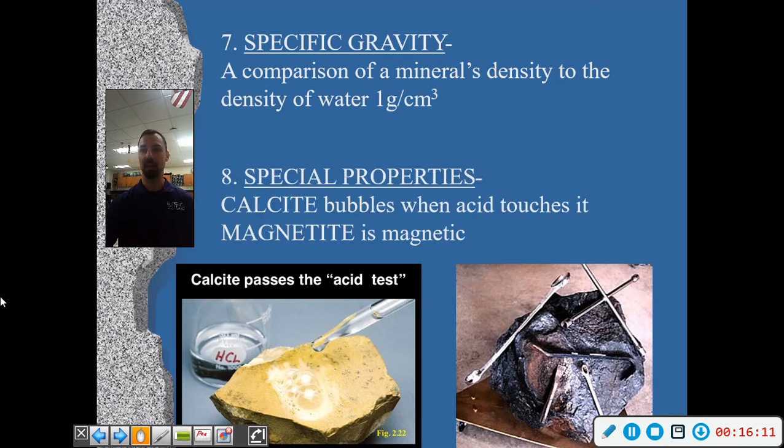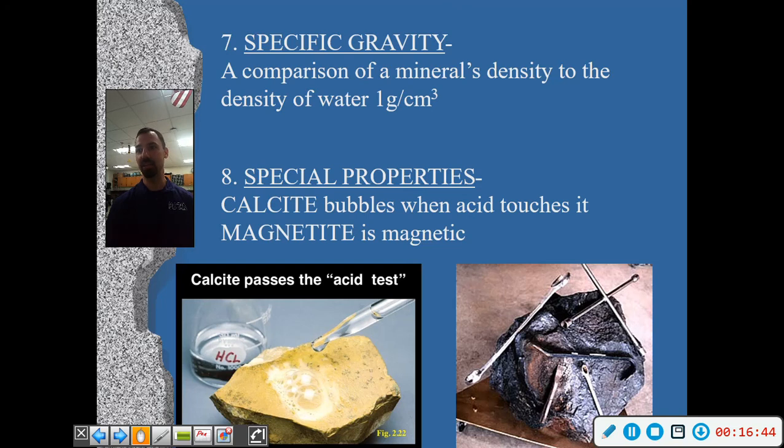And the other test is taking a dilute acid and dropping it on the mineral and seeing if it bubbles. If it bubbles, then we know it's either going to be calcite or dolomite. Calcite bubbles immediately when it touches the acid, whereas dolomite would have to be ground up into a powder. You could read that on the reference table. We're going to see that in a few minutes.